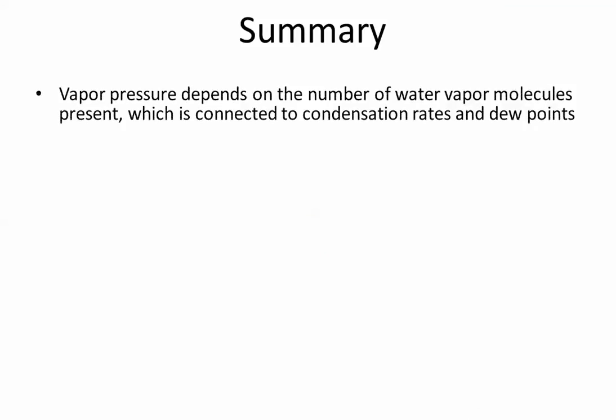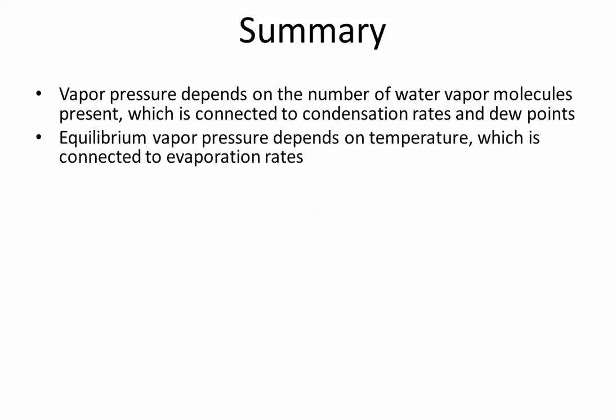So let's wrap this up with a few key ideas that I want you to be able to tie together. First, vapor pressure depends on the number of water vapor molecules present, and that is connected to condensation rates and dew points. Dew point is the meteorological variable that we measure that is tied to the ideas of vapor pressure and condensation rates. Equilibrium vapor pressure, on the other hand, depends on temperature, which is connected to evaporation rates. So you want to tie those ideas together in your mind.